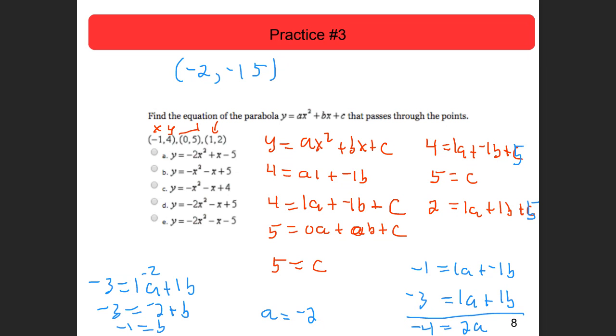So now, if I want to write my equation, here's my equation. So y is equal to negative 2x squared plus negative 1x plus 5. I'm sorry, that shouldn't be a b there. That should be an x, because the negative 1 was my b value. Sorry about that. So negative 2x squared plus negative 1x plus 5. So my answer should be letter B.